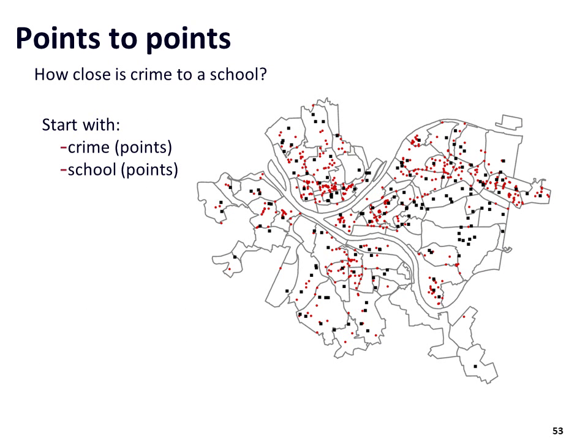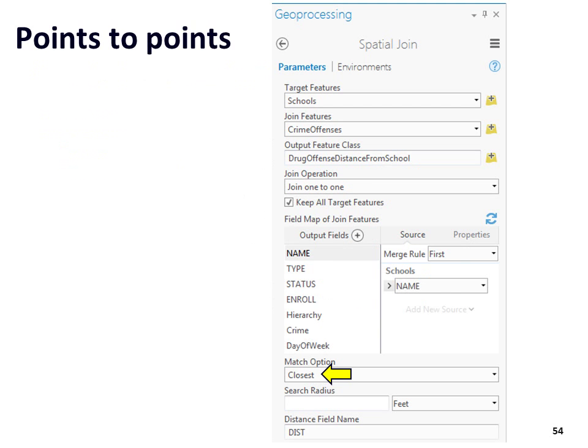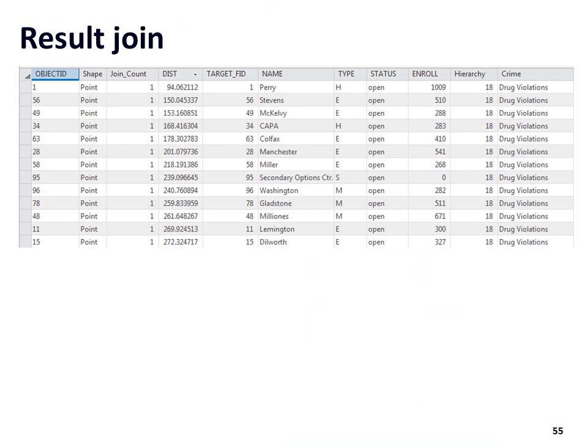Points to points: how close is a crime to a school? So you start out with crime points and schools that are points. Now what do you do next? Well, you go through the process and you're going to match them up, and you want to match the closest. So you're going to find which school is the closest to the offenses. And once you've done this, now when you have a drug violation, you'll know which school it was closest to.